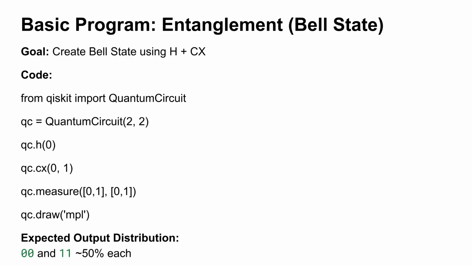Now we create an entangled Bell state using the Hadamard and controlled X gates. This 2-qubit circuit should produce outputs 0, 0, and 1, 1, each roughly 50% of the time.